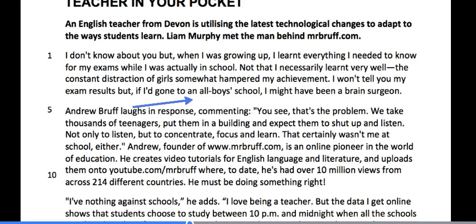Now, this is the interesting thing, the difference between explicit and implicit information. If that statement was explicitly true, Liam Murphy might have written something like, I am making a joke to cover up my embarrassment about my exam results. And you'd say, okay, that's true, and then you'd shade the box. But this is not explicitly true, it's implicitly true. We have to read this sentence, I won't tell you my exam results, but if I'd gone to an all-boys school, I might have been a brain surgeon.